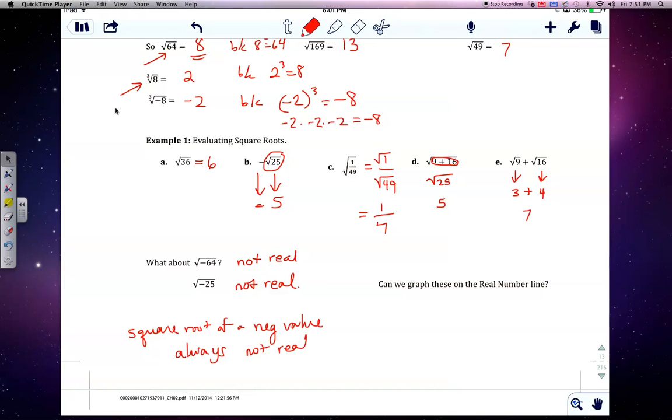They're not real, and we'll talk about in the next section what to do with these not real numbers. So can we graph these on the real number line? No. Everything that we've done up to this point, we can graph. We can graph the 7. 7 would be 1, 2, 3, 4, 5, 6, 7. It would be right there. That would be 7. We could graph 5. 5 would be right here. We can't graph these values here. They're not real, so they're not going to be on the real number line.